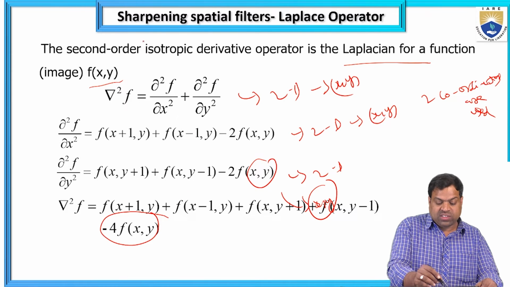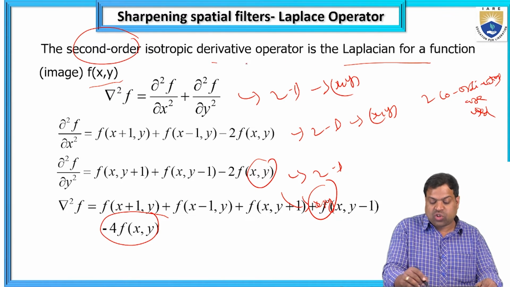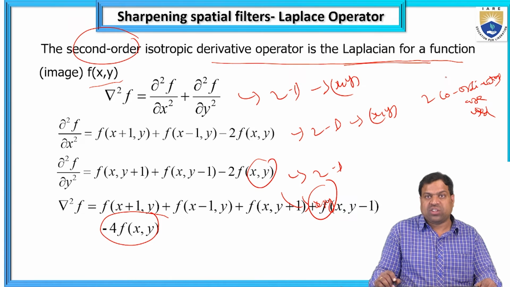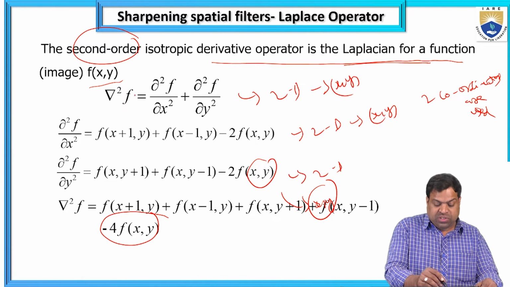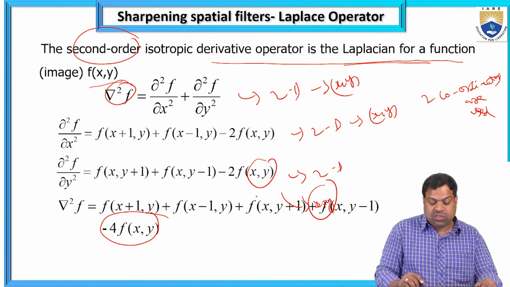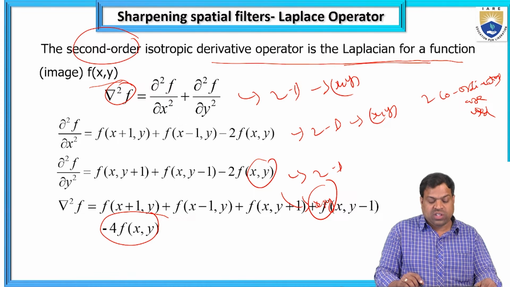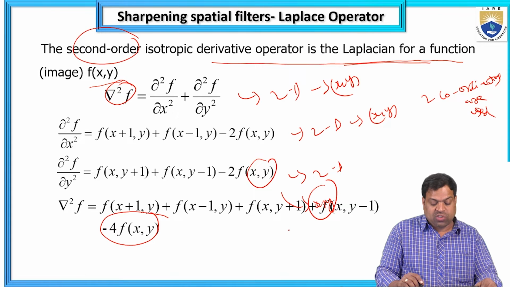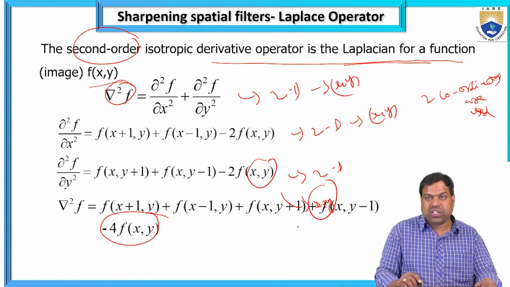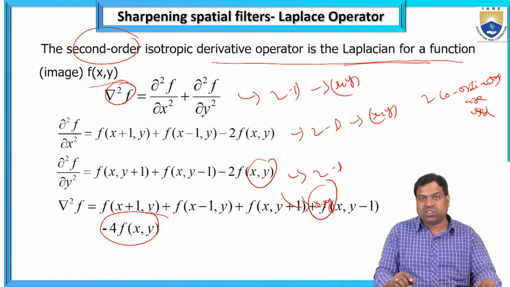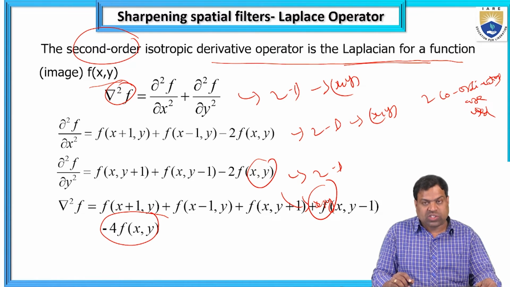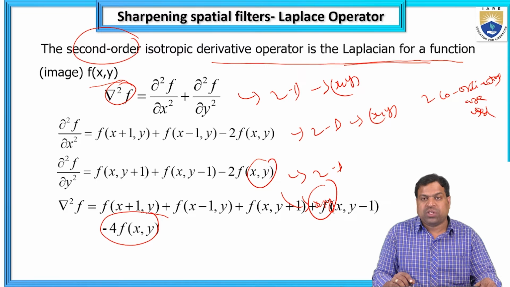So it is a second order derivative isotropic derivative operator for the Laplacian function. So delta square f equals dou square f by dou x square plus dou square f by dou y square. So dou square f by dou x square equals f of x plus 1 comma y plus f of x minus 1 comma y minus 2 into f of x comma y. And dou square f by dou y square equals f of x comma y plus 1 plus f of x comma y minus 1 minus 2 into f of x comma y.